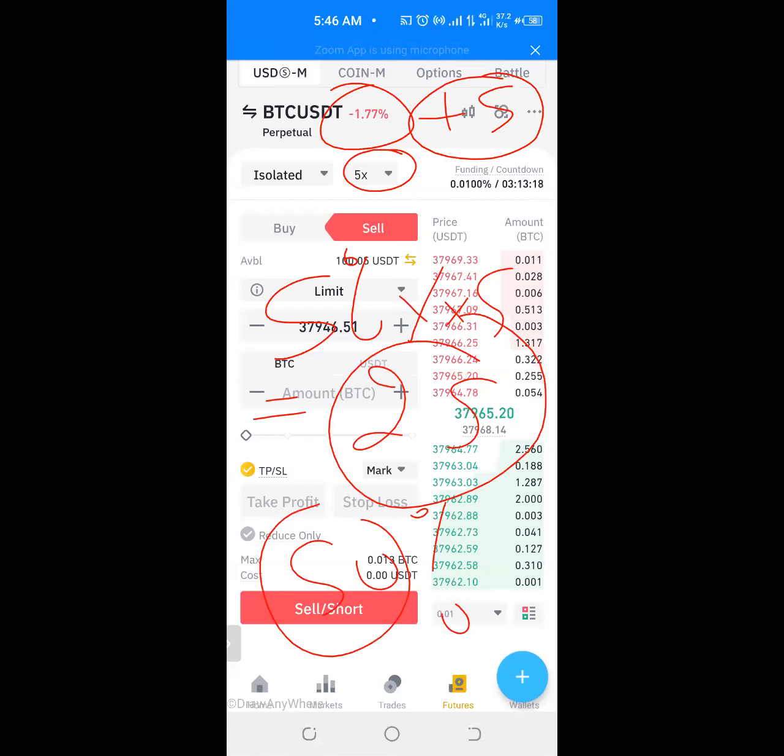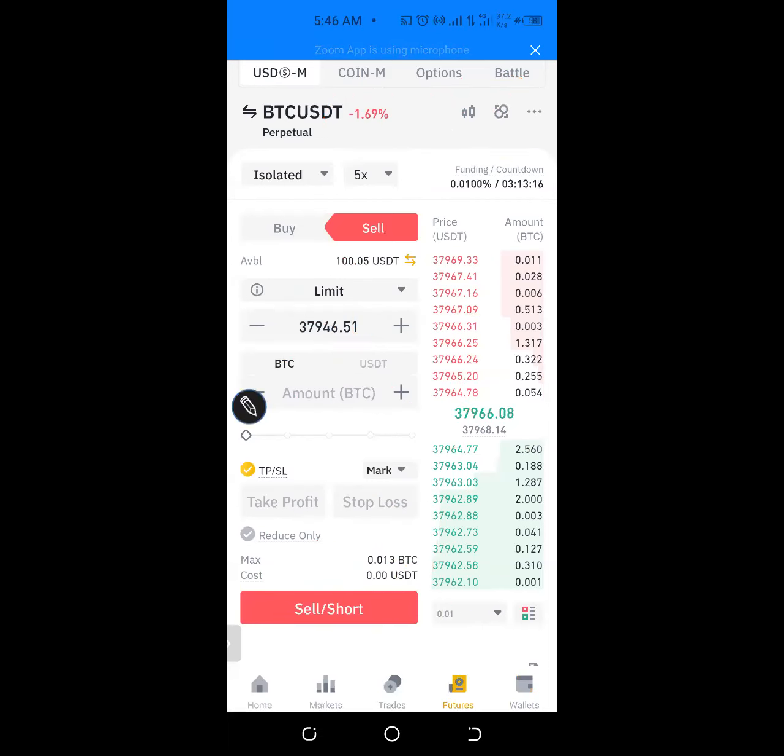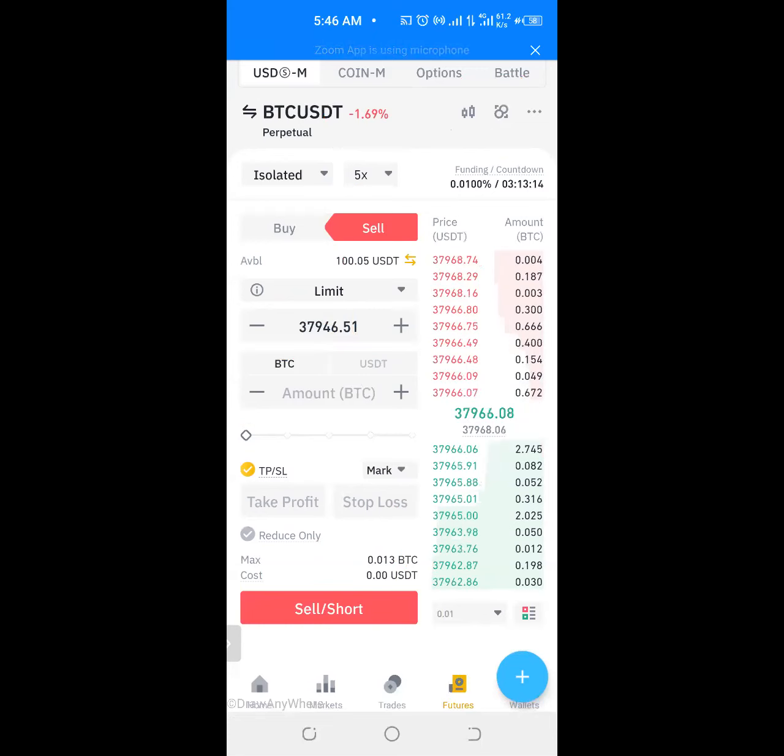Let me take it back again. On isolated, it means that the amount you use to speculate on a trade can only be attacked, and your account balance will not be attacked. On cross margin, if you select cross, that means your entire account could be attacked after you have lost the amount you used to speculate on the trade. Are you getting me?